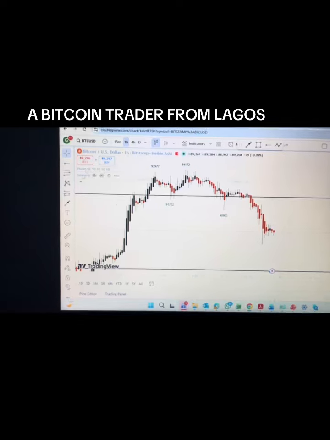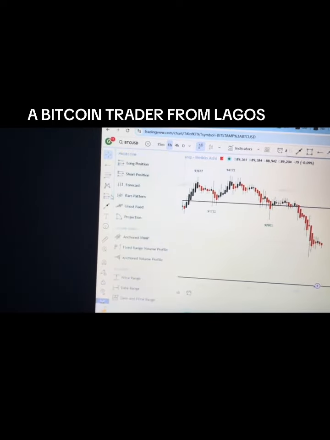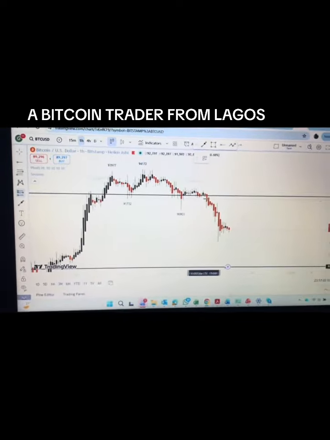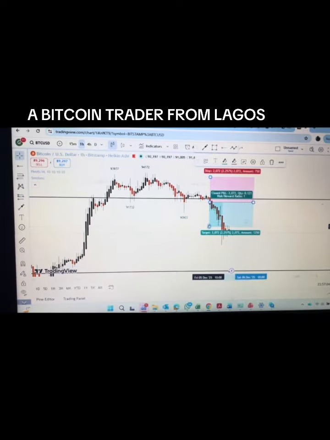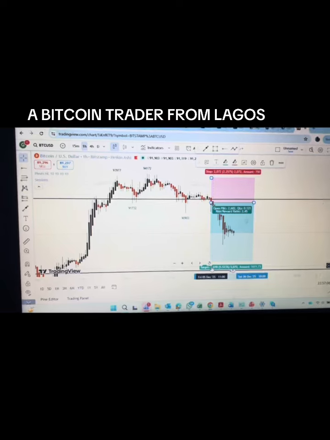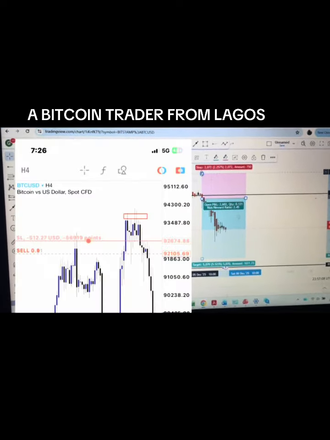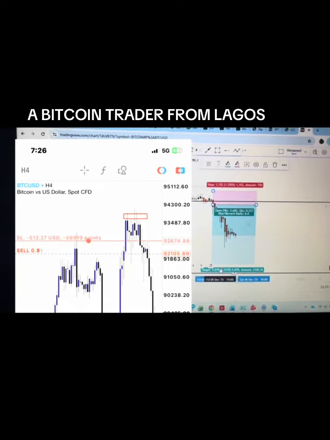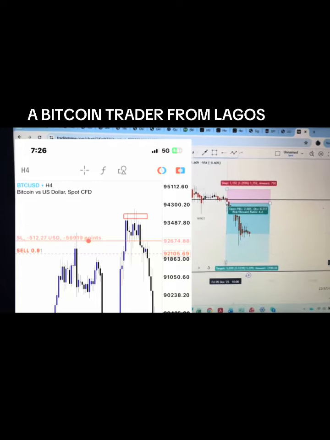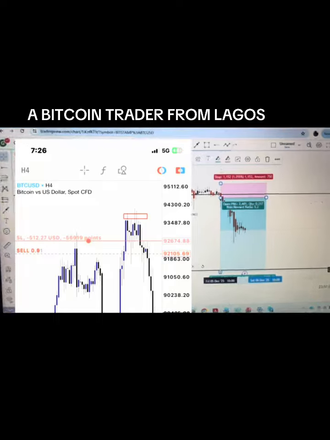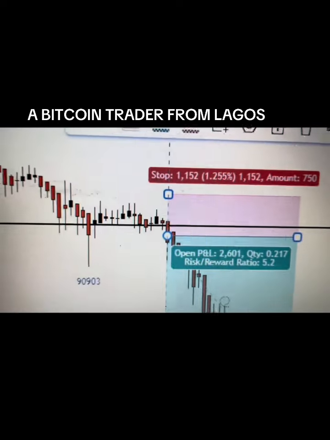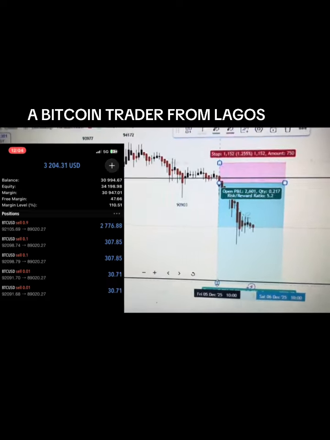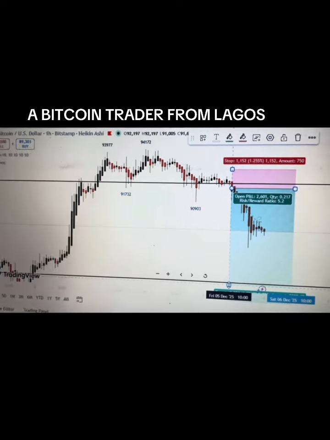Let me show you where I got in, guys. I think I got in around here, but of course I'm going to share the screenshot with you guys so you can see it. My SL was just above this line right here. I got in around here, and this looks like it is 1:5 risk to reward, guys. But I'm going to share the screenshot still, and price is about eating the TP, guys.